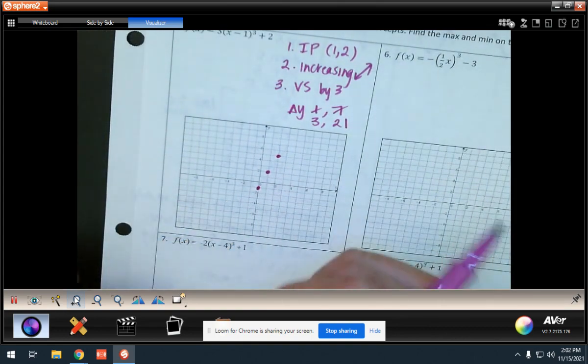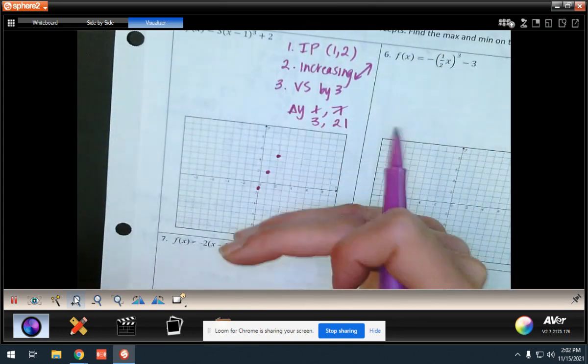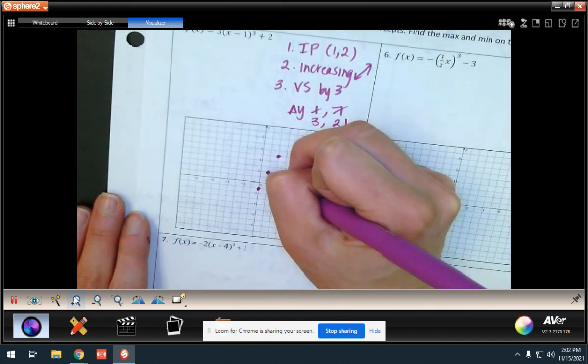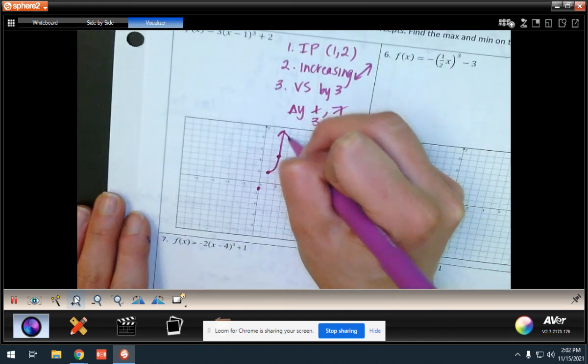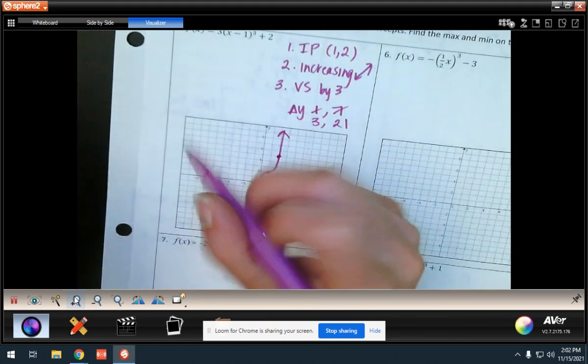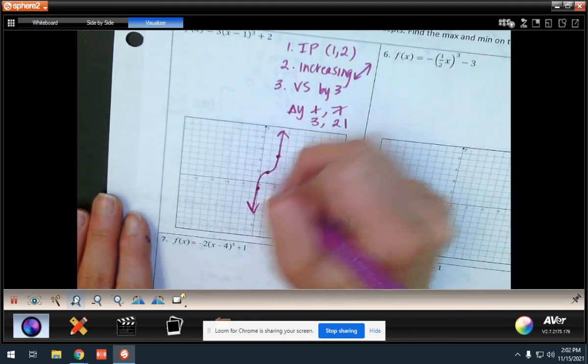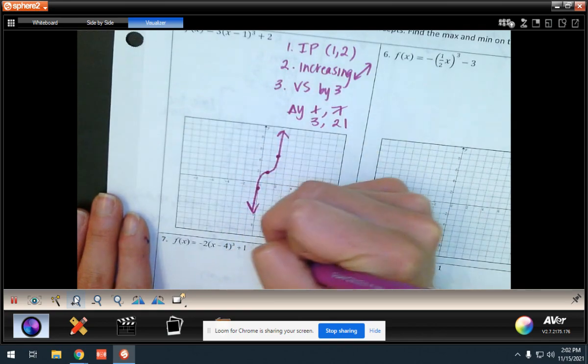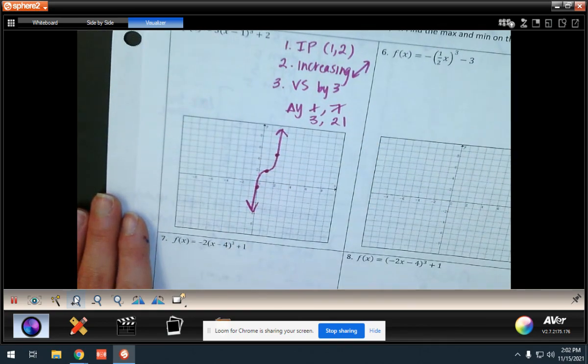And then make sure it looks like an S. So how you draw the inflection is act like you're drawing a happy parabola connected to a sad parabola. I've seen all kinds of weird twisty things. Happy parabola connected to a sad parabola, and that's how you graph the inflection.